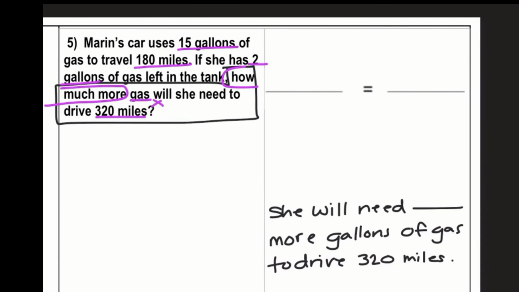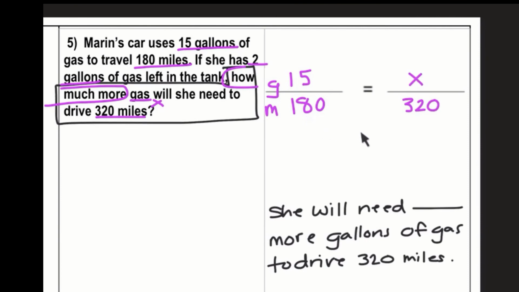This is feeling like a two-step problem. We are relating gallons to miles. So we know that she can go 180 miles and use 15 gallons. Her total miles she has to drive is 320. So let's figure out how many gallons are needed for the total trip.